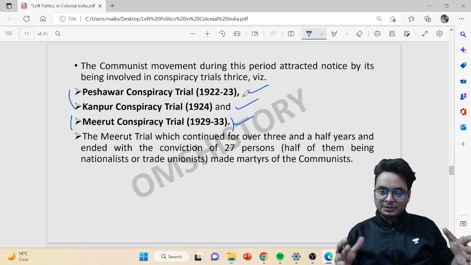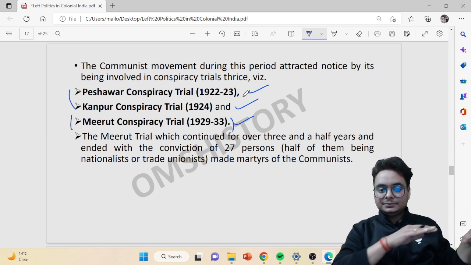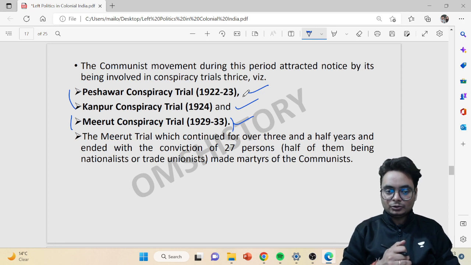But हमारा जो main मोटिव है आज के इस वीडियो का वो ये है कि different phases में communist movement किस हिसाब से progress करता है. We are going to talk about that.